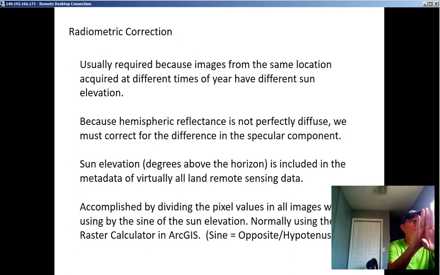So that's what happens when you have a change in sun elevation. The histograms tend to shift, to be less bright in the winter and more bright in the summer. And it tends to shift both of these to align them more closely so that when we do our automated change analysis, we've accounted for that change in sun elevation. Okay?